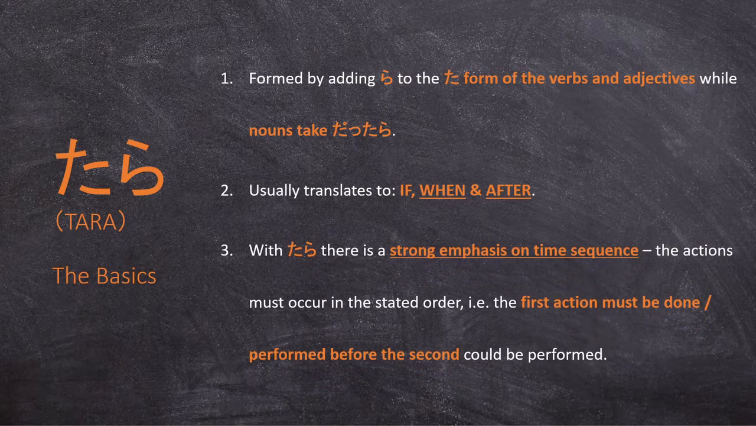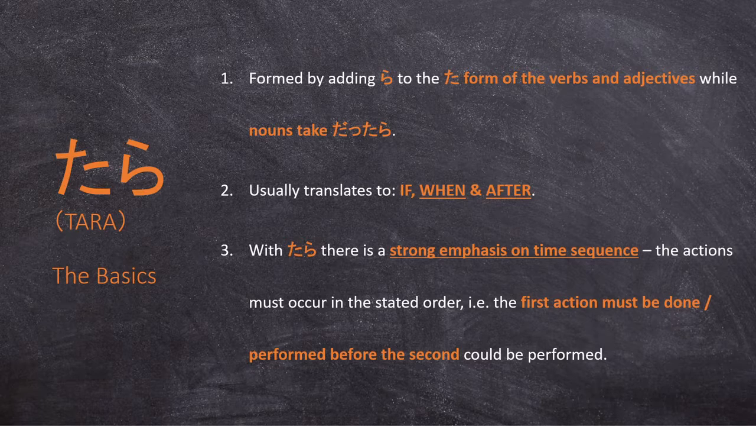And the third point here is arguably the most important thing about the Tara conditional itself, and that is the strong emphasis on a certain time sequence. And this is very, very important because whenever you see Tara in a sentence, you can be sure that a time sequence is also present that needs to be followed and respected to the letter, because it always emphasizes that the first action must be done or that it must occur before the second could be done or that before it could occur. And this is very, very important.